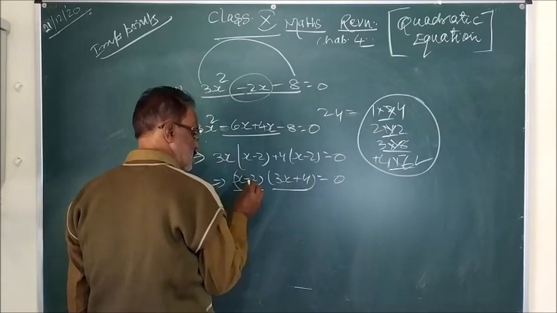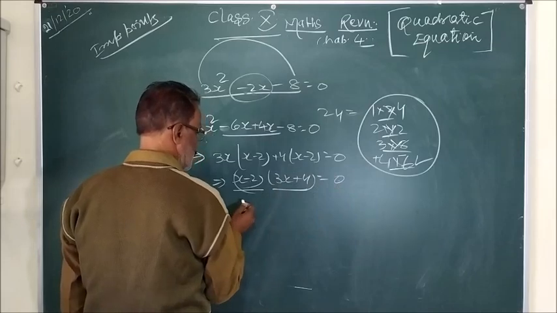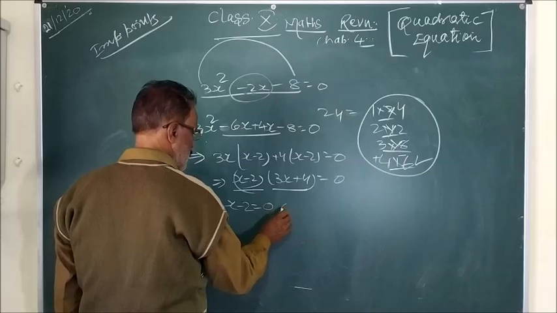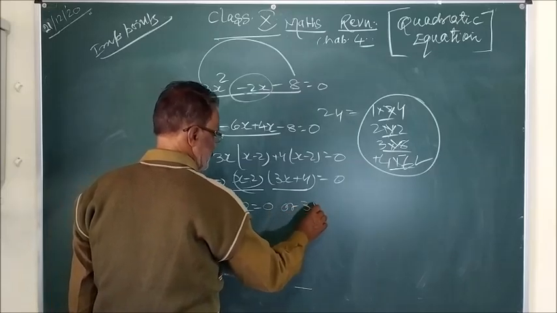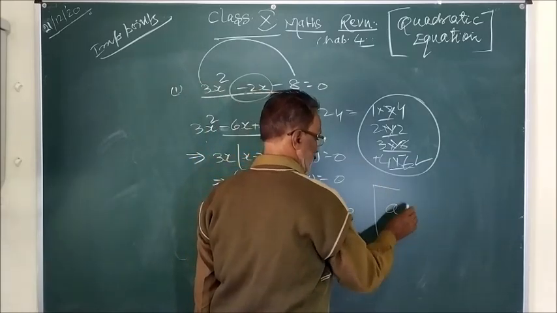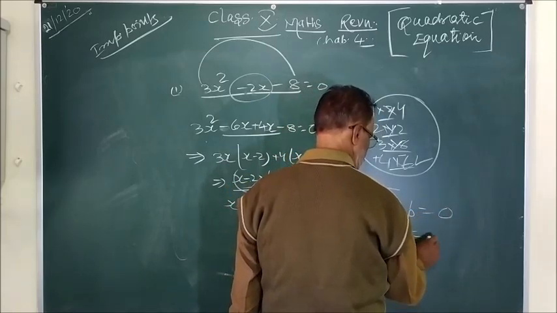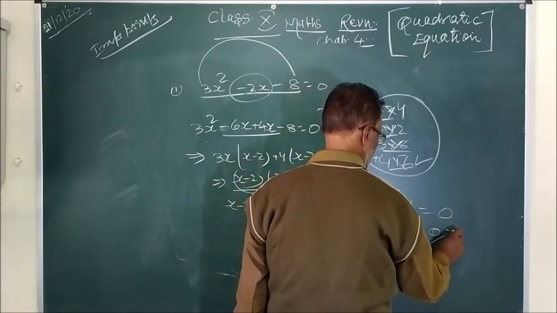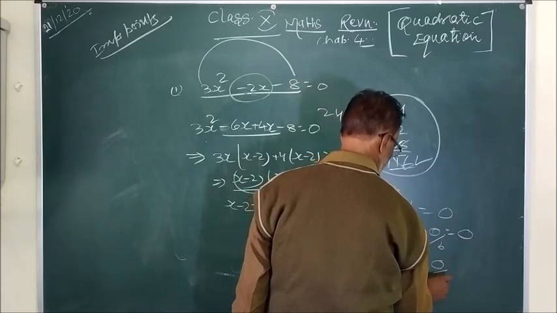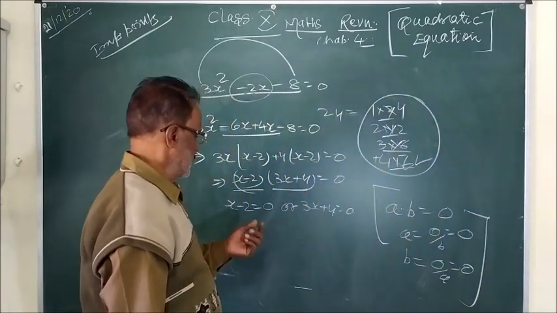So what is the value of each factor? This will be 0, 0 upon this, or this will be 0, 0 upon this. This means x minus 2 is equal to 0, or 3x plus 4 is equal to 0. इसको हम कहते हैं जीरो प्रोडक्ट थ्योरम. Suppose a and b, two terms, product is equal to 0, so a is equal to 0 by b, which is 0, and if you have to find b, so b is equal to 0 upon a, which is 0. So this is the principle.